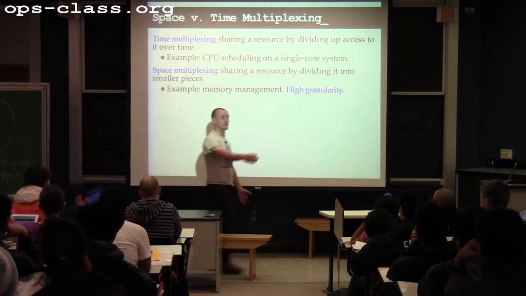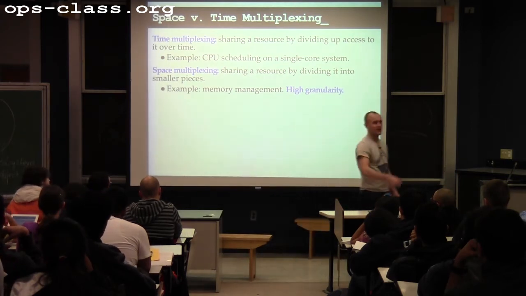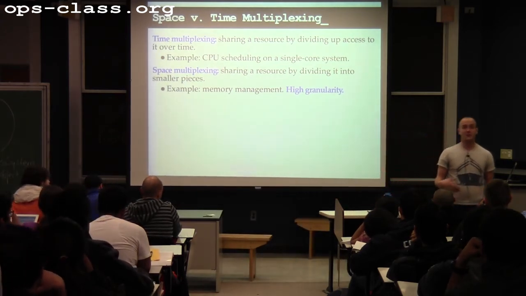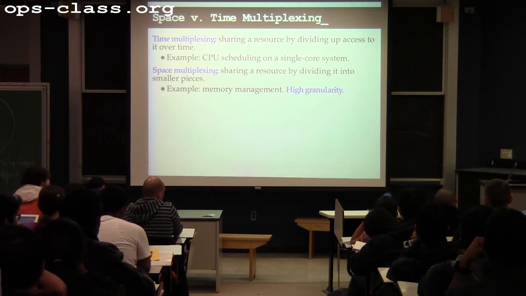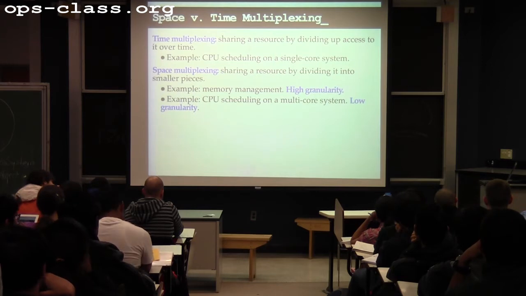I could be like, here's your byte, here's your byte, here's your byte. Everybody could have a byte, right? I don't know what you're going to do with that byte. It's not that much memory, but I could potentially do that. So that's an example of something that we can share at a high granularity.